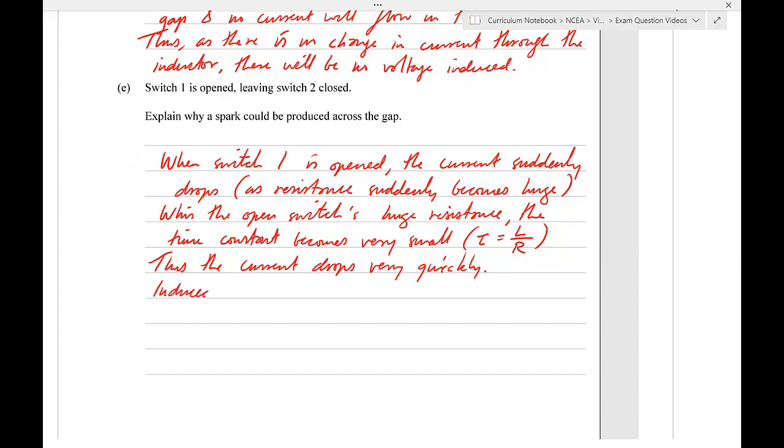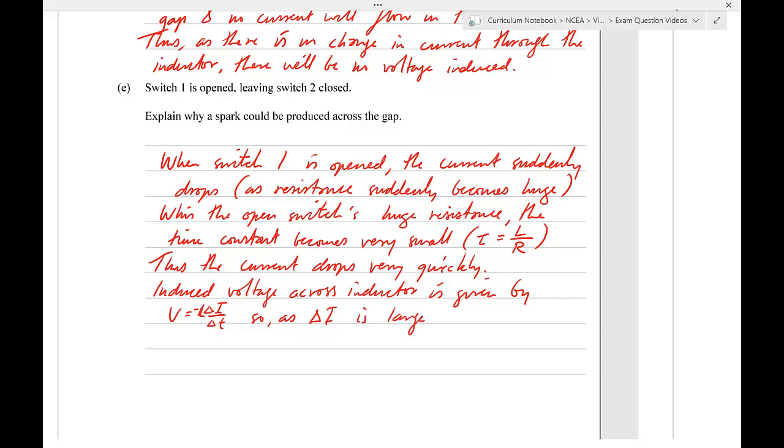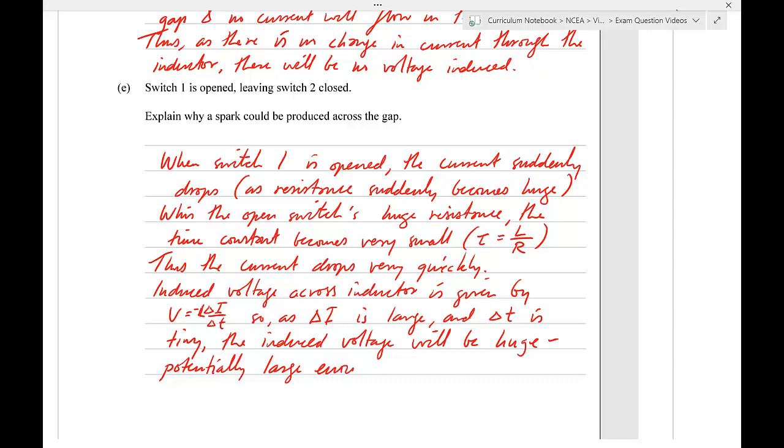Induced voltage across the inductor is given by V equals negative L delta I over delta T. So as delta I is large and delta T is tiny, the induced voltage will be huge, potentially large enough to produce a spark.